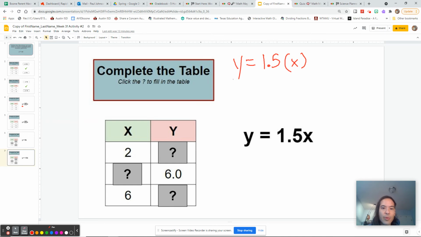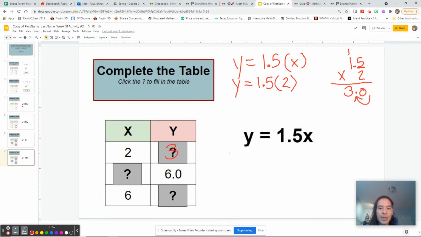We don't know the y. That's our question mark. We do know x, so we're going to put in 2 for x. So now over on the side, I'm going to multiply it. Remember, you could do 15 times 2 and move the decimal point as well, or you can do the algorithm. 5 times 2 is 10, 2 times 1 is 2, plus 1 is 3, 1 decimal place, 1 decimal place. So our answer over here is 3.